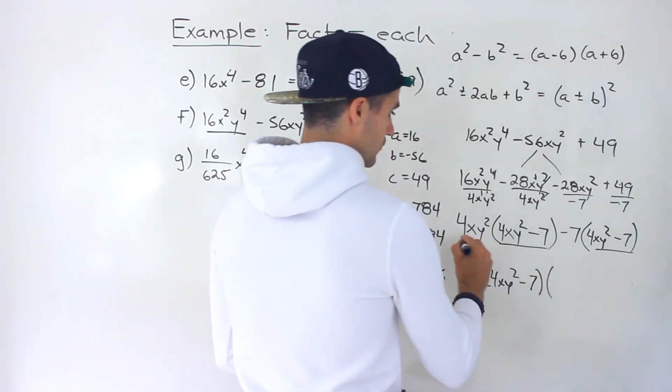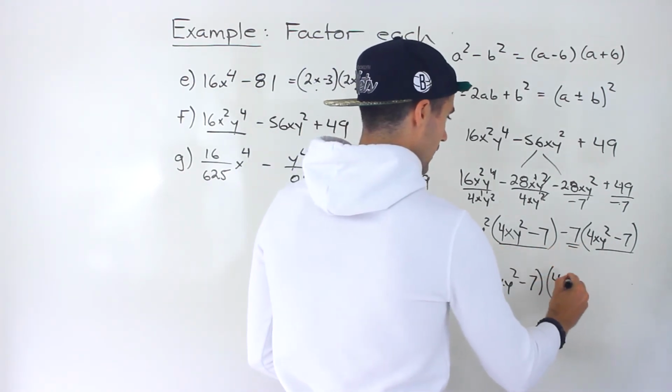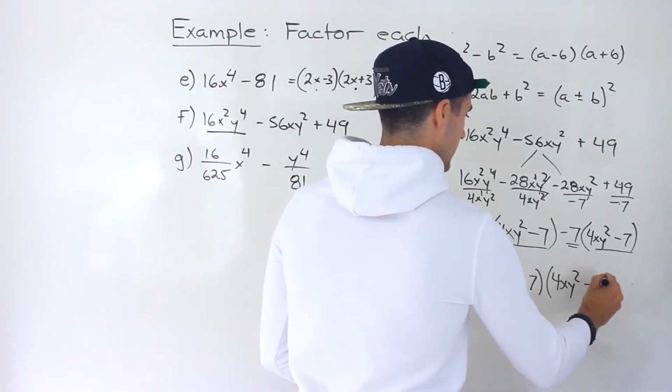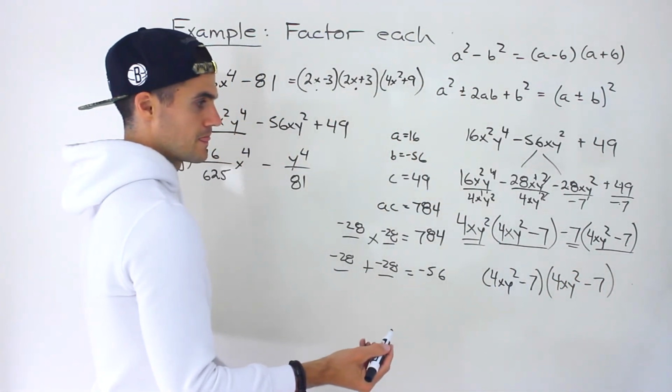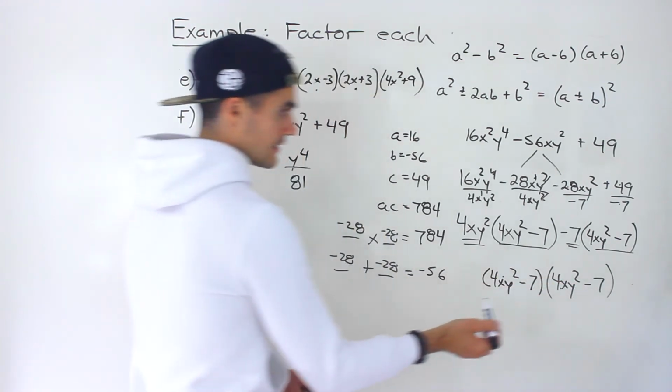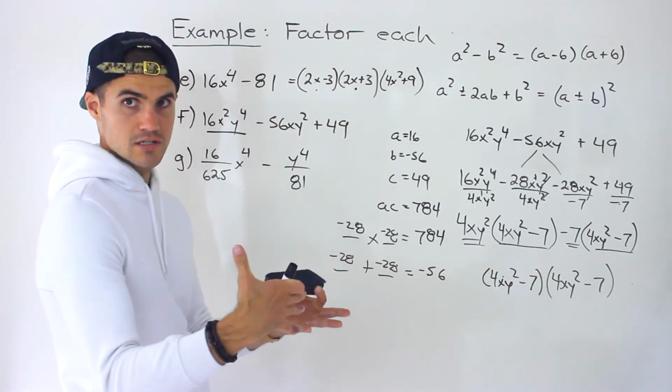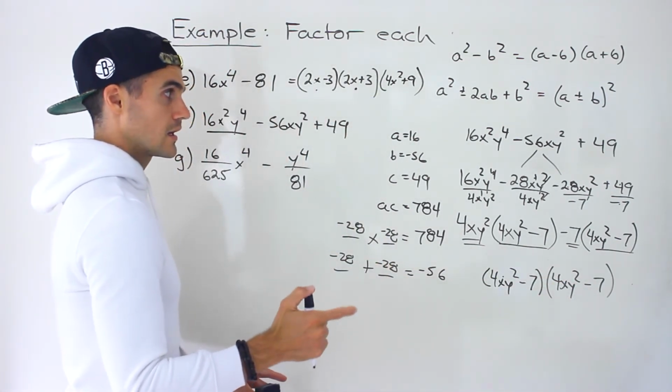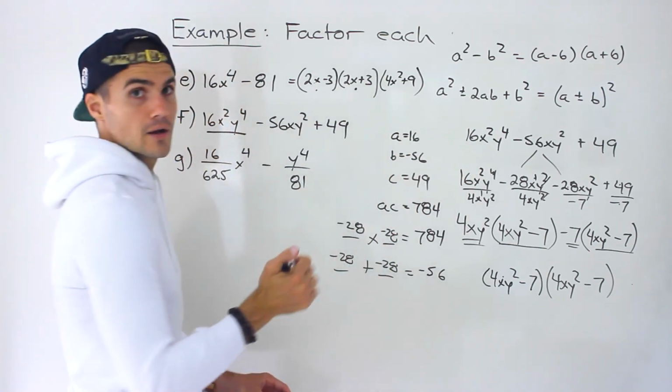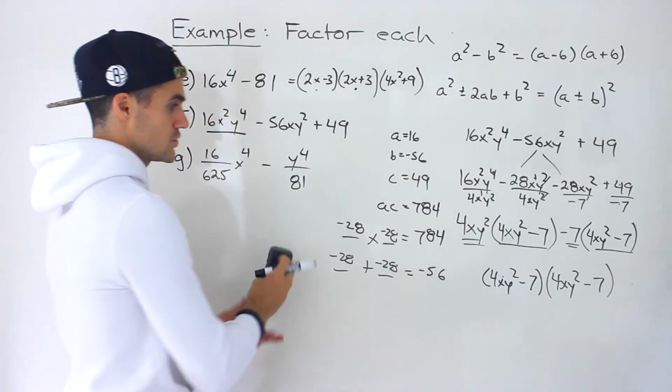And then what are we left with, the remaining bracket? 4x y squared minus 7, like that, right? And then that ends up being the same bracket, so it's just squared. So we got it using the formula, or we got it with decomposition. So whichever way your teacher wants you to do it.